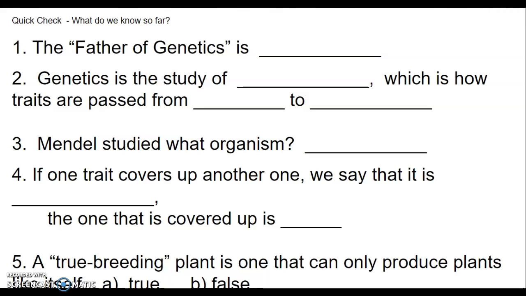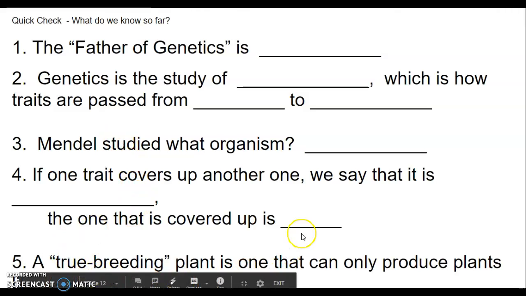So the father of genetics is Gregor Mendel. Genetics is the study of heredity, which is how traits are passed from parent to offspring. Mendel studied what organism? The answer is peas. Number 4, if one trait covers up another one, we say that it is dominant. The one that is covered up is recessive. Number 5, a true breeding plant is one that can only produce plants like itself. And that is true.